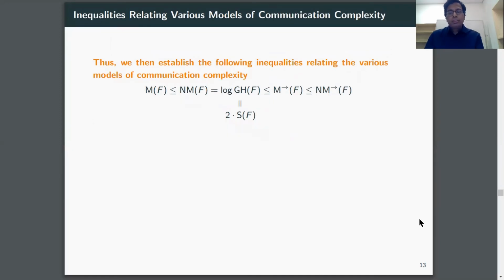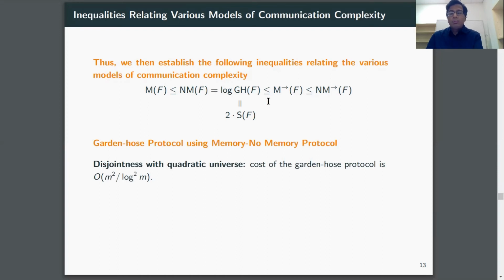Okay, so far we have established the following inequality relating all these different models. So now we see that these three models are actually equal, and they sit in between these models. Another advantage is that since log of Gardner's is upper bounded by overlay complexity, we can use overlay complexity to design a protocol for Gardner's. So that gives us another way of designing a protocol for Gardner's as well. And we have explored this direction, and that also turns out to be fruitful.